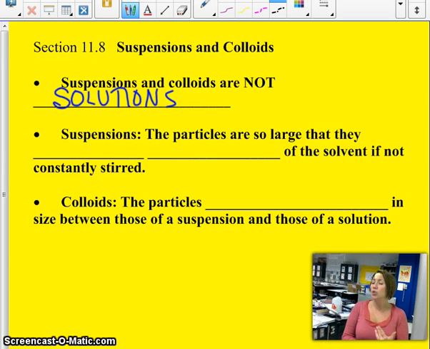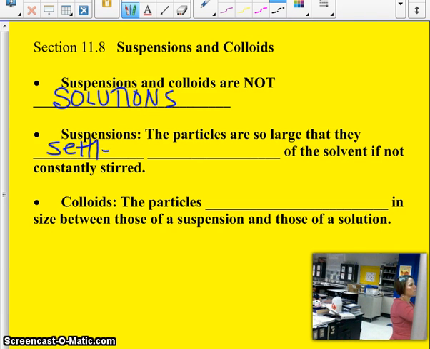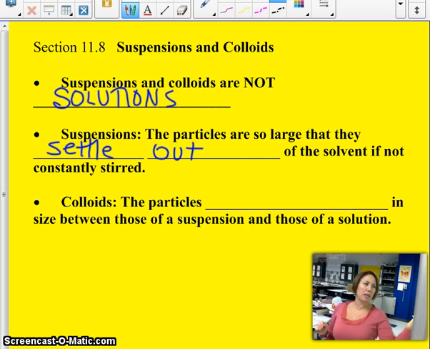So in solutions, the particles are so small that they don't settle upon standing. But in a suspension, the particles will settle upon standing. The particles are too big, so they settle out of the solvent if they're not constantly stirred. And a colloid is sort of in between. The particles are not as small as a solution, but they're smaller than a suspension.